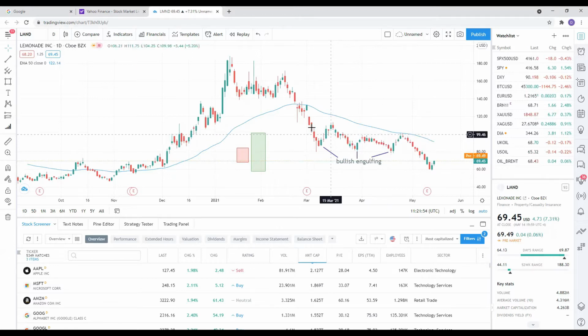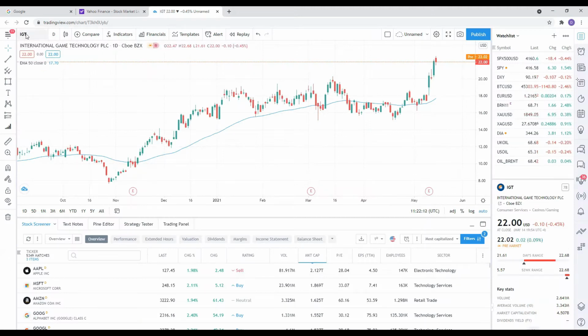So let's look for another bullish engulfing chart pattern. This is a stock here, IGT, International Game Technology.